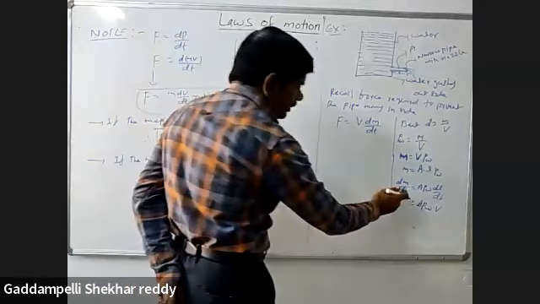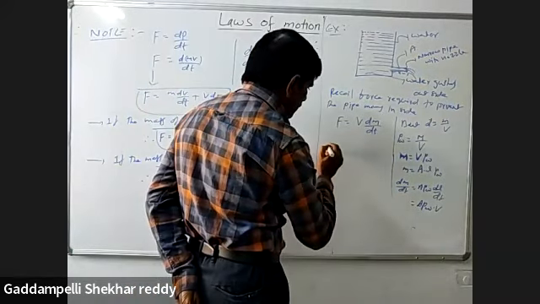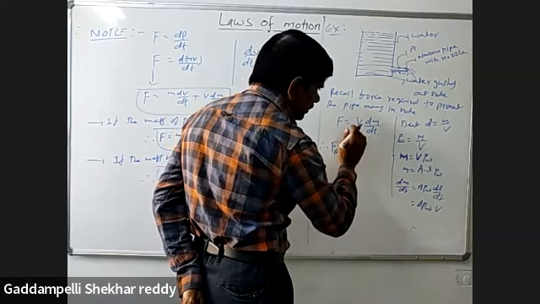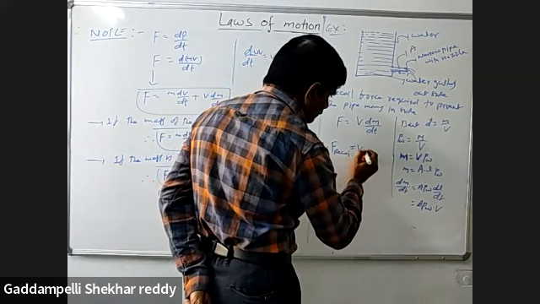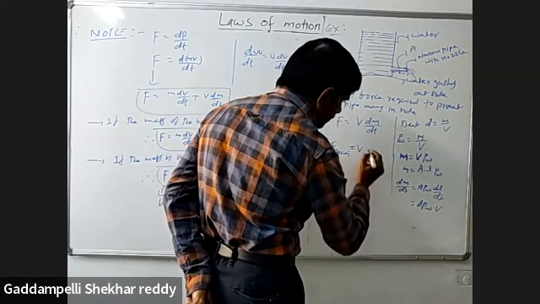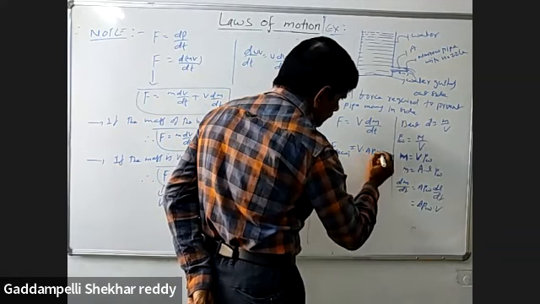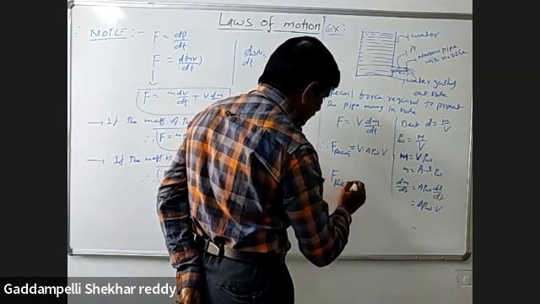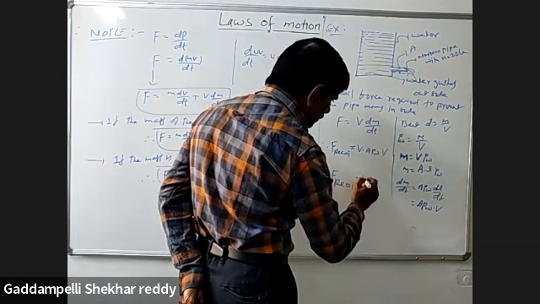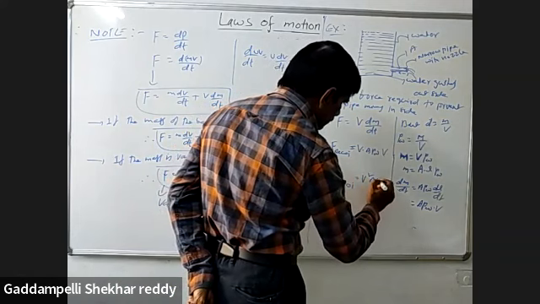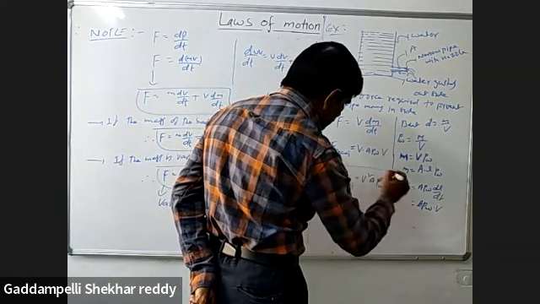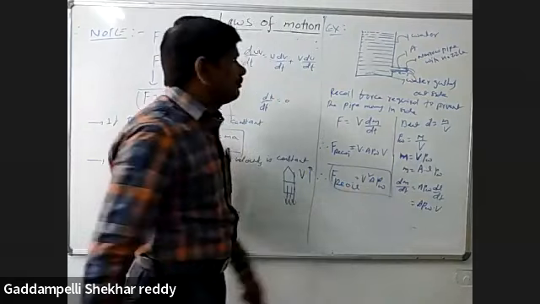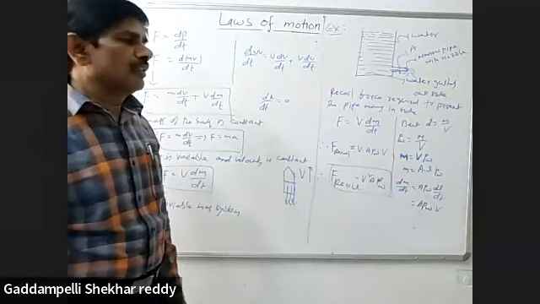Substituting this dm by dt value, therefore F recoil is equal to velocity into A rho water into V. So F recoil is equal to A rho water V square. This is the recoil force required to prevent the pipe from coming inside the liquid.